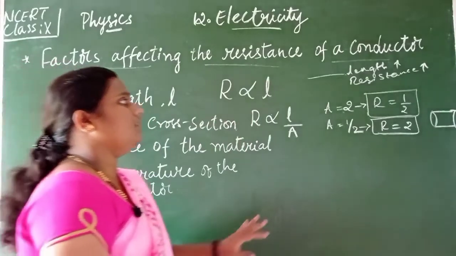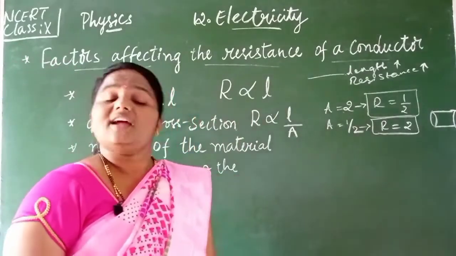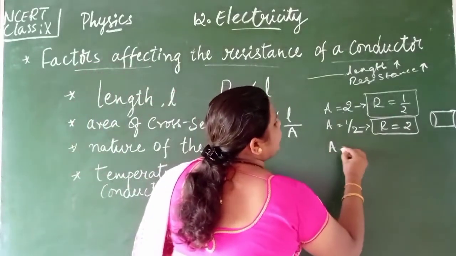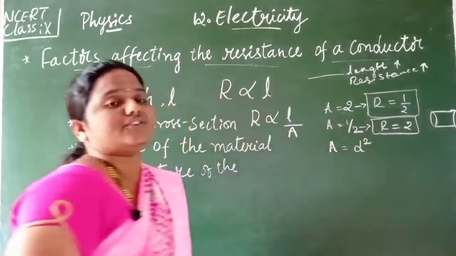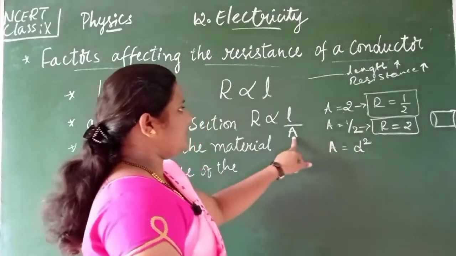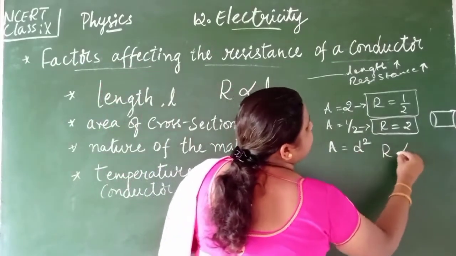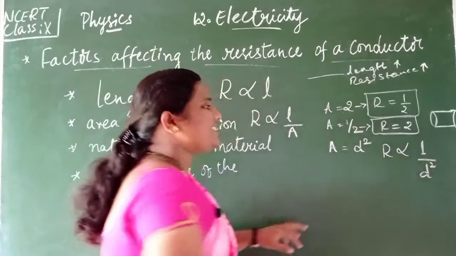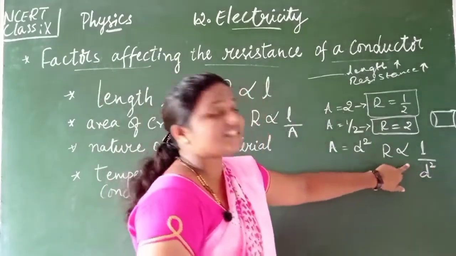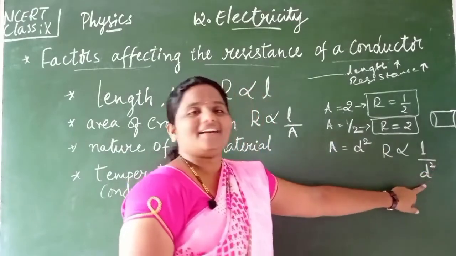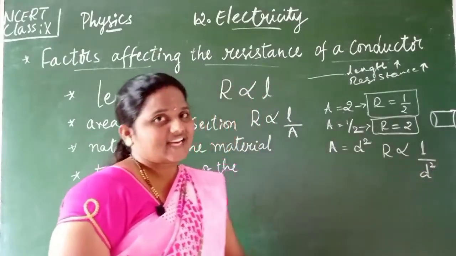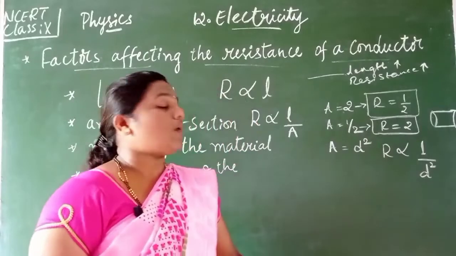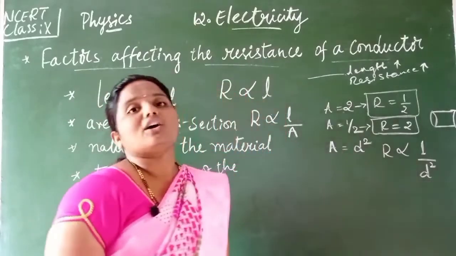And in general, the thickness of the conductor is usually represented in the form of a diameter also, children. Means A can be taken as a diameter square. So what happens if we substitute here, means R is inversely proportional to length divided by D square, means resistance of the conductor is inversely proportional to square of the diameter of the conductor. Understanding, children? Sometimes even the thickness can also be represented by diameter. Means diameter square is nothing but the area of a cross section here.